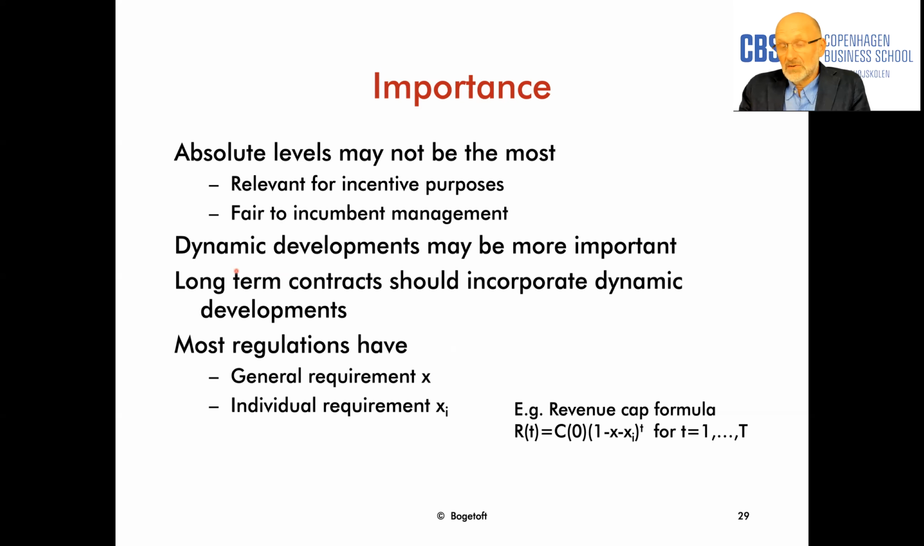You can also take a regulatory perspective. In the presentation on regulatory benchmarking, I showed you the revenue cap formula, which could be simplified to this one here. The revenue I'm allowed to have in a given period is my initial cost level multiplied by 1 minus xi, where xi is supposed to ensure that you catch up to best practices, to the frontier. That's the incumbent inefficiency part. And then the general x is supposed to measure this frontier shift. So the theme of what I'm going to talk about here is directly related to the items you want to put into a classical regulatory formula or contract with the utilities.